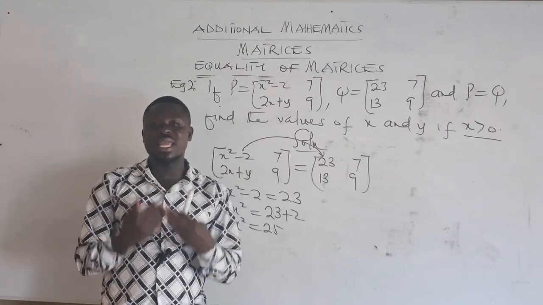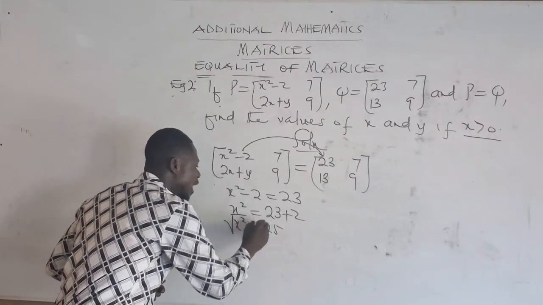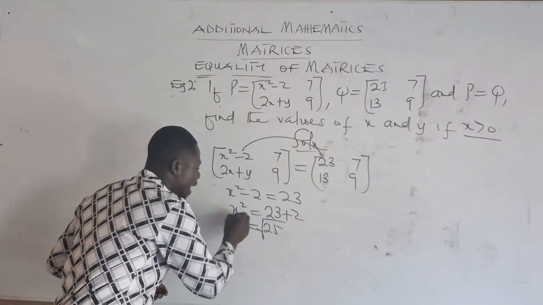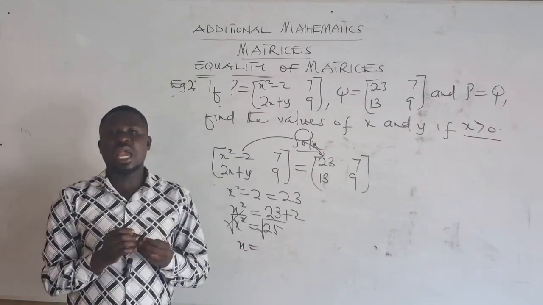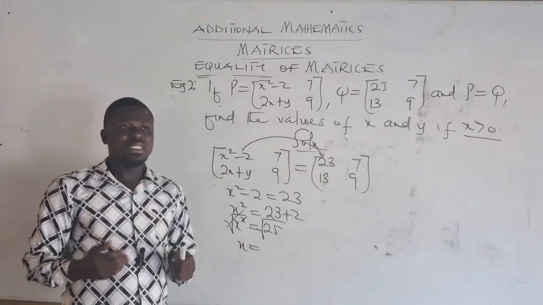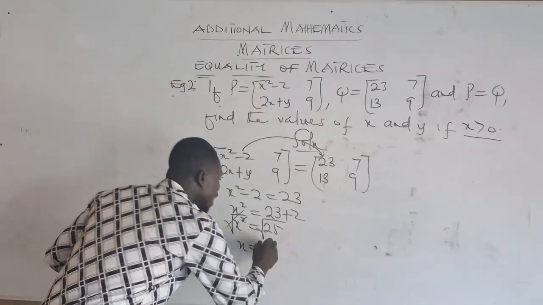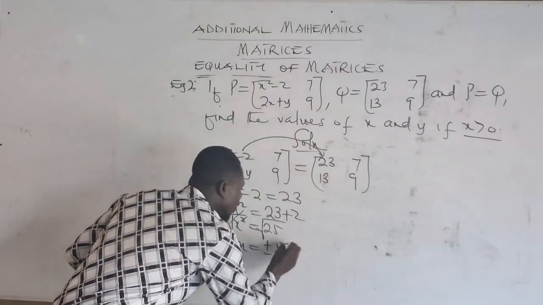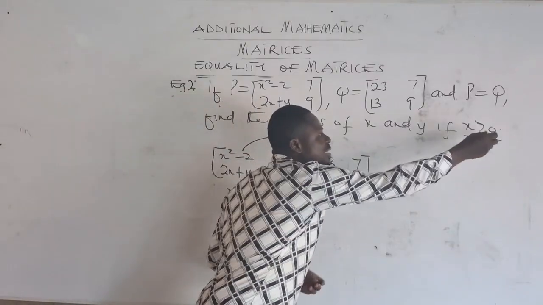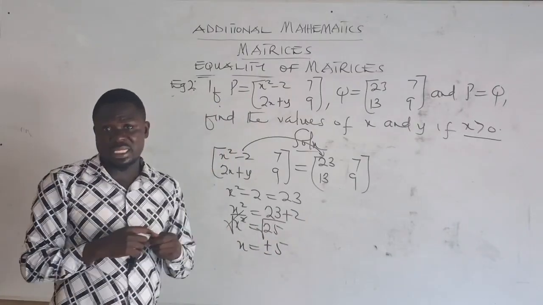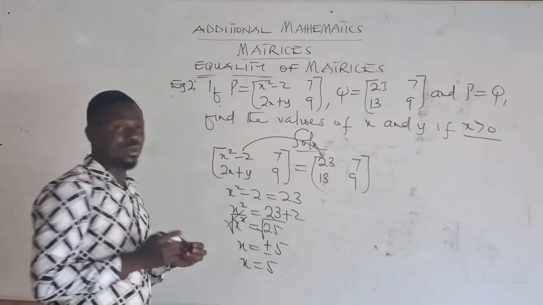And we do so by bringing in square roots. So we will square root this side, then we do the same here. So the square cancels the square root. And our x will now be, anytime you find the square root of a number, the result is positive or negative of that number. So it will be plus or minus 5. But because it was stated in the question that x is greater than 0, it means x cannot be negative. So therefore, our x will be equal to 5.